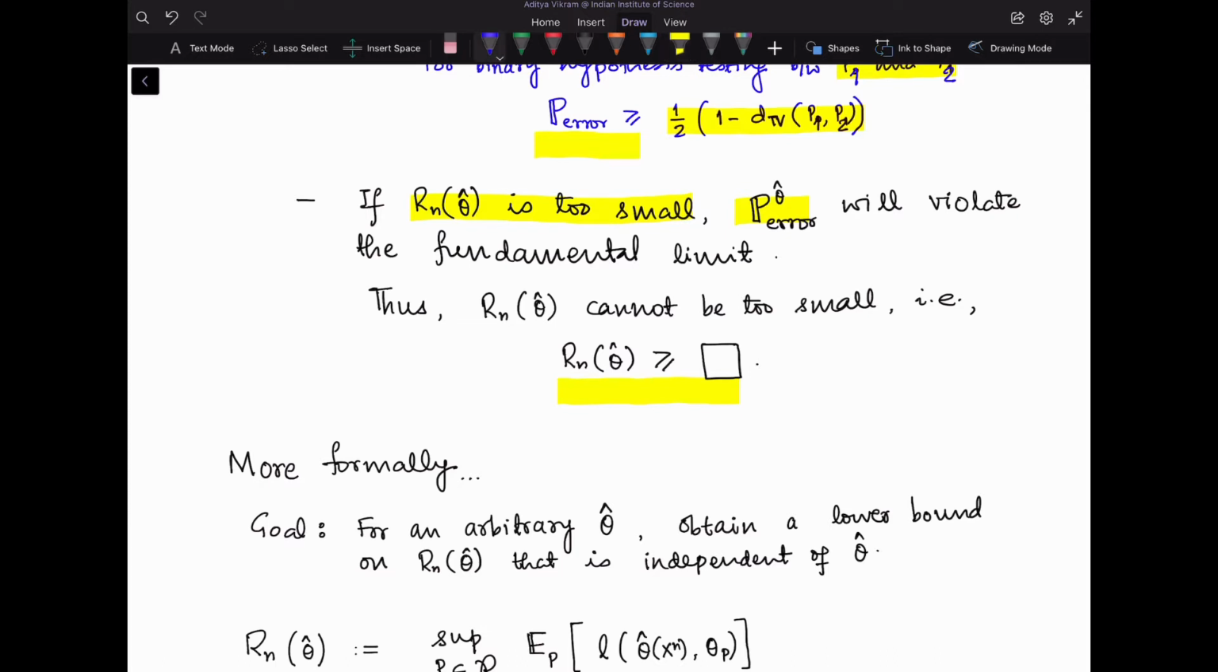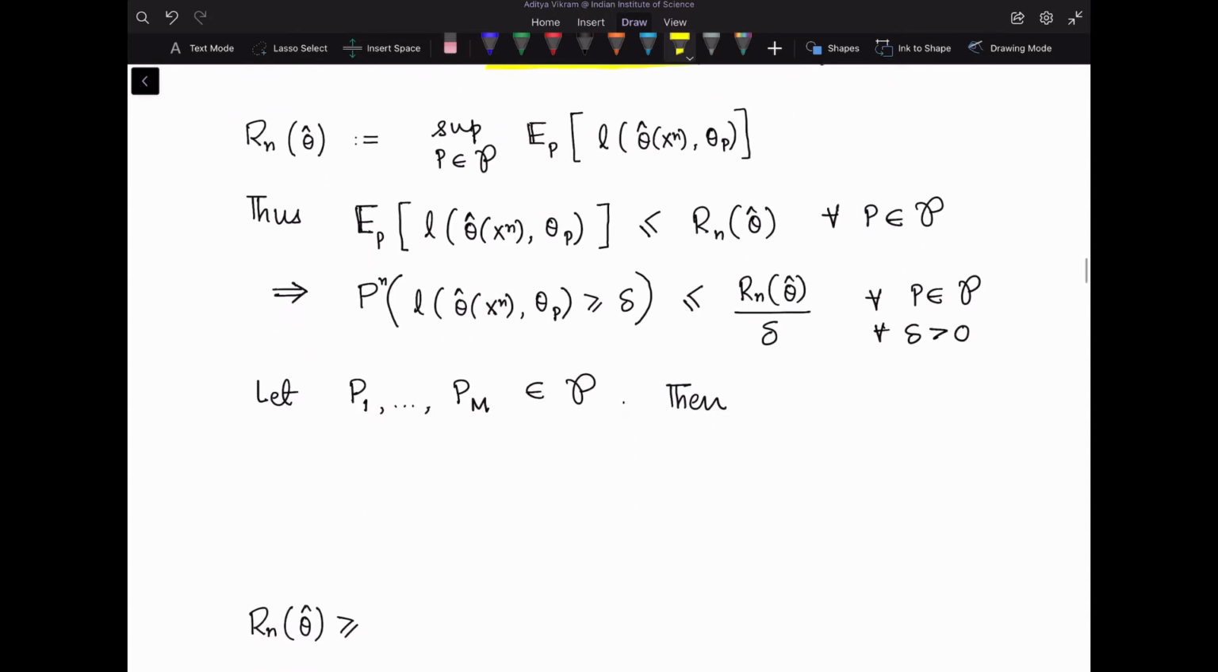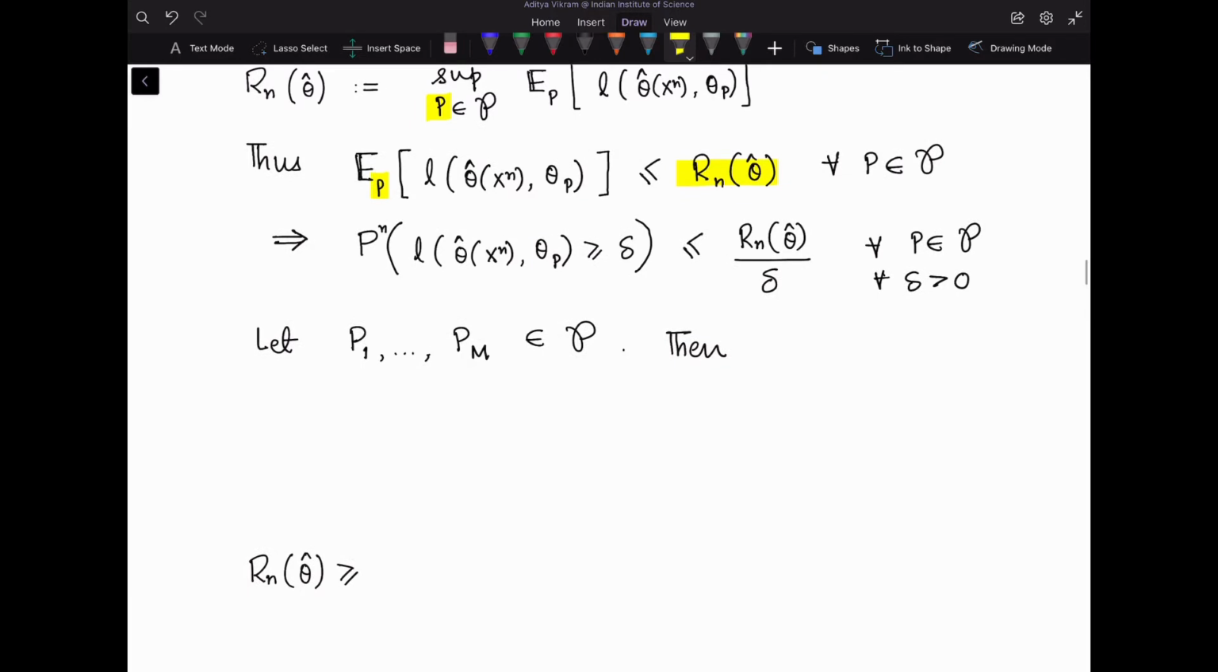Okay, so now let's do this more formally. So our goal is to do the following. For an arbitrary theta hat, we want to obtain a lower bound on Rn theta hat that is independent of theta hat. So Rn theta hat is the maximum expected loss over all p's, right? So for any given p, your expected loss, which is risk, would be at most Rn theta hat.